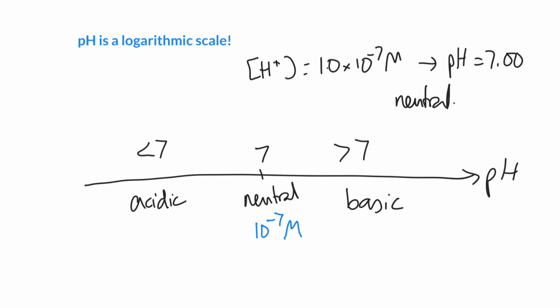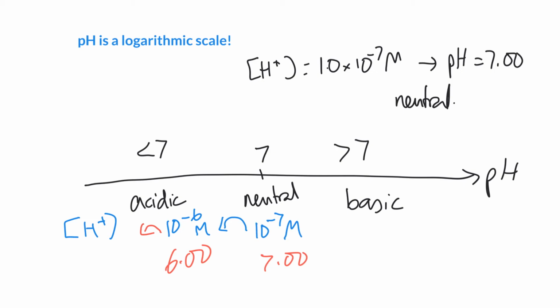What that means is that as we increase the concentration, so if the blue here represents the concentration of H+, if we make it 10 times bigger, so 10 to the minus 6 molar, the pH goes from 7 to 6, and so it changes by a whole unit. So when the pH goes down by 1 unit, the solution gets 10 times more acidic. If we multiply that concentration by another 10, and so we make it 10 to the minus 5 moles per liter, and we calculate the pH of that, it is a pH of 5.